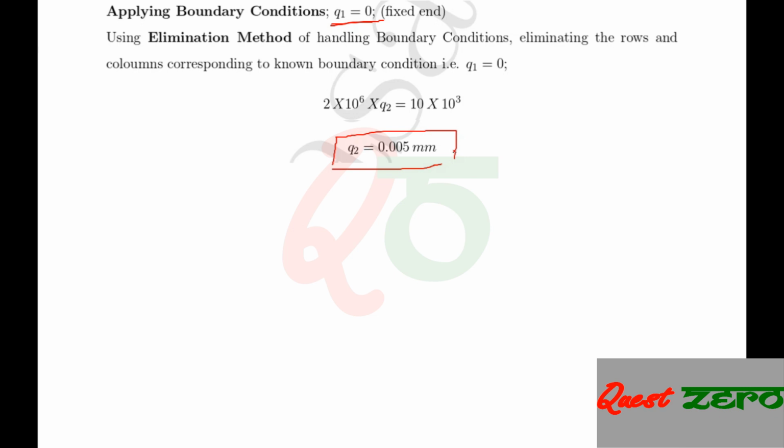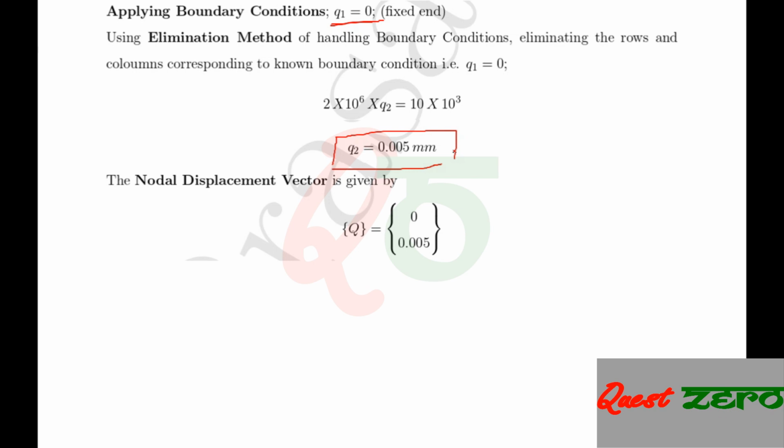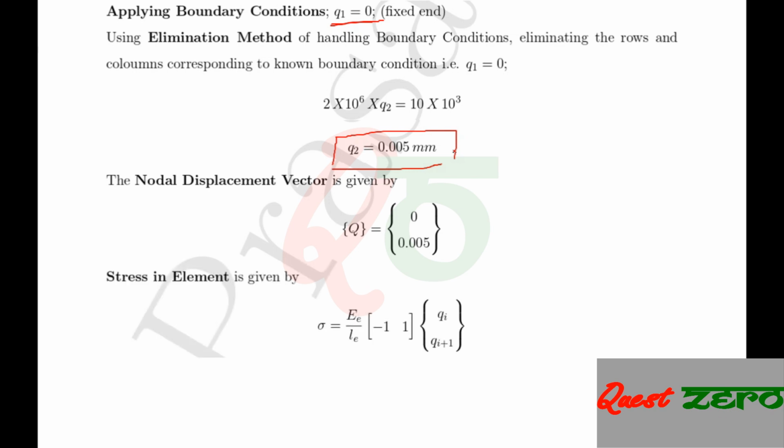There is nothing further to determine from the finite element model that you had created. F1, F2 is known, Q1, Q2 is known, as well as the global stiffness matrix. We have all the values. Now since we have the displacement, we can calculate the stress in the element. The nodal displacement vector we can represent as 0 and 0.005, wherein 0 represents the displacement at node 1, 0.005 represents the displacement at node 2, wherein the unit millimeter is missing in this equation.